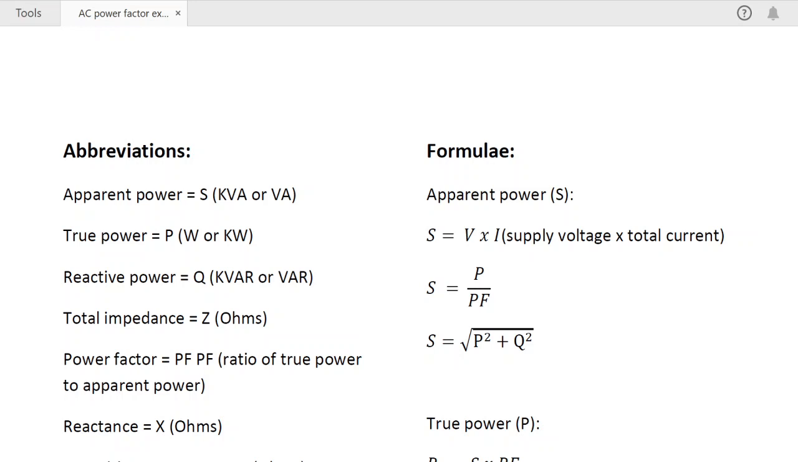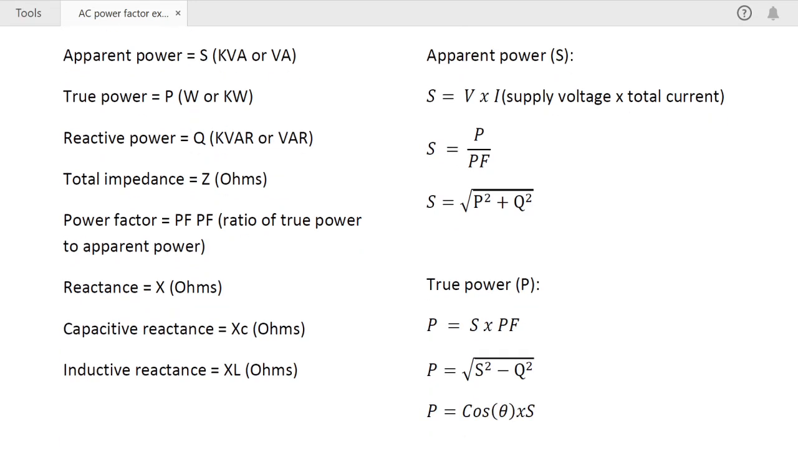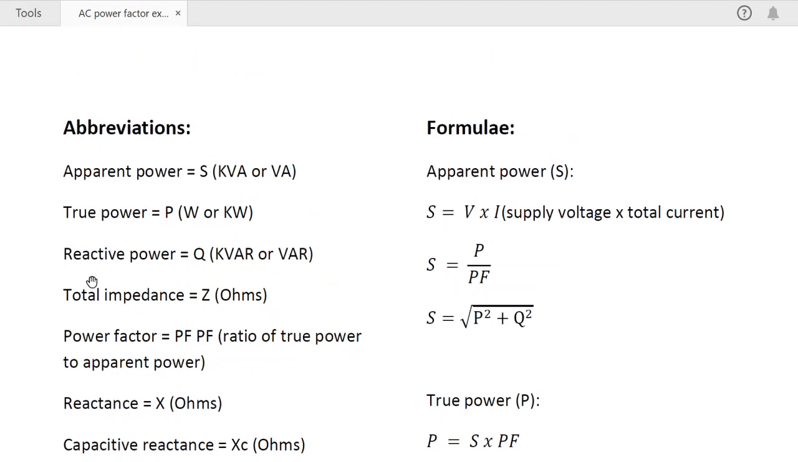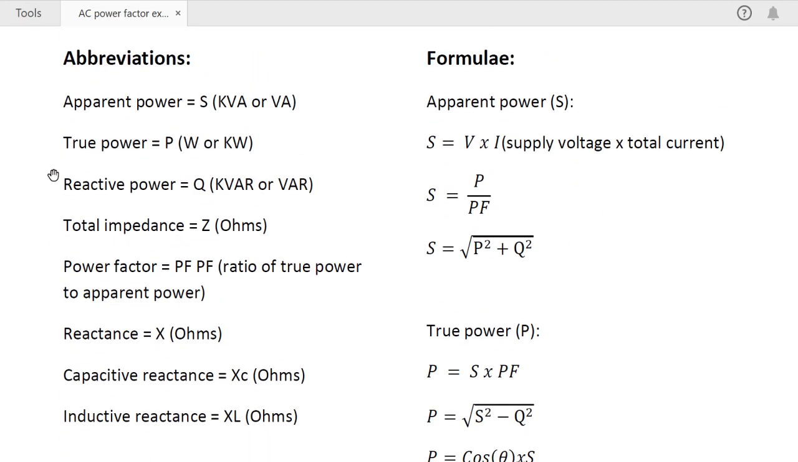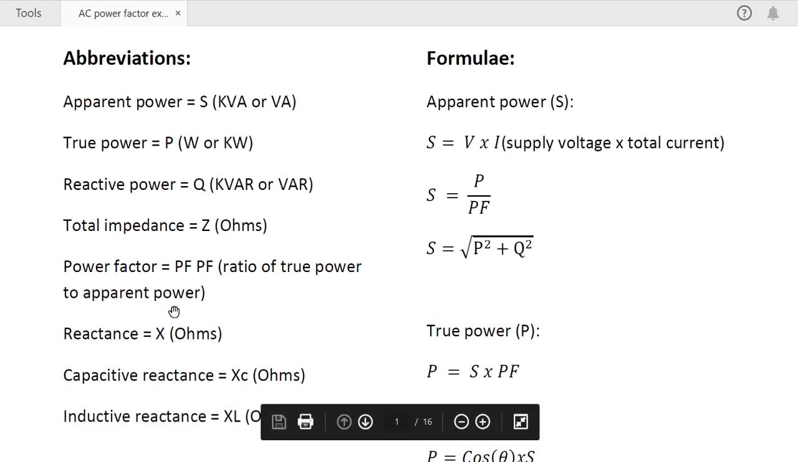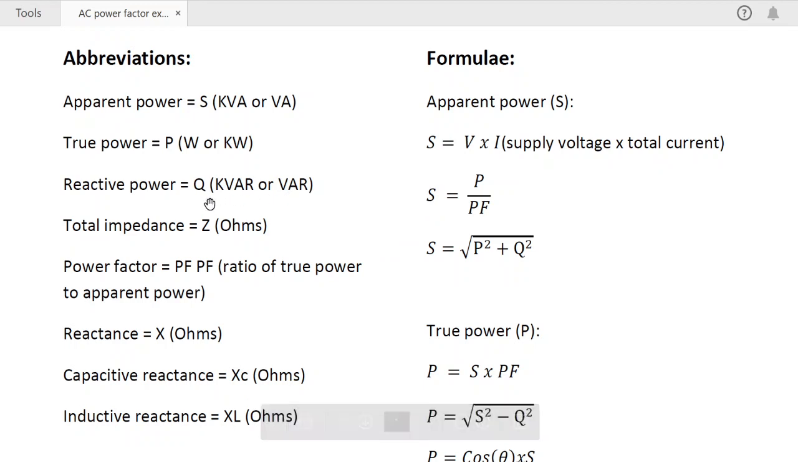I'm going to have this document up, so it might be beneficial for you to have it for yourself, certainly when you go through the practice examples, so you can refer back to the equations and the working out that we've used. On the first page, I've added a page with just the abbreviations, in case I refer to something you're not sure about. For example, reactive power is Q, and we're using kVAR or VAR to refer to Q, and so on.